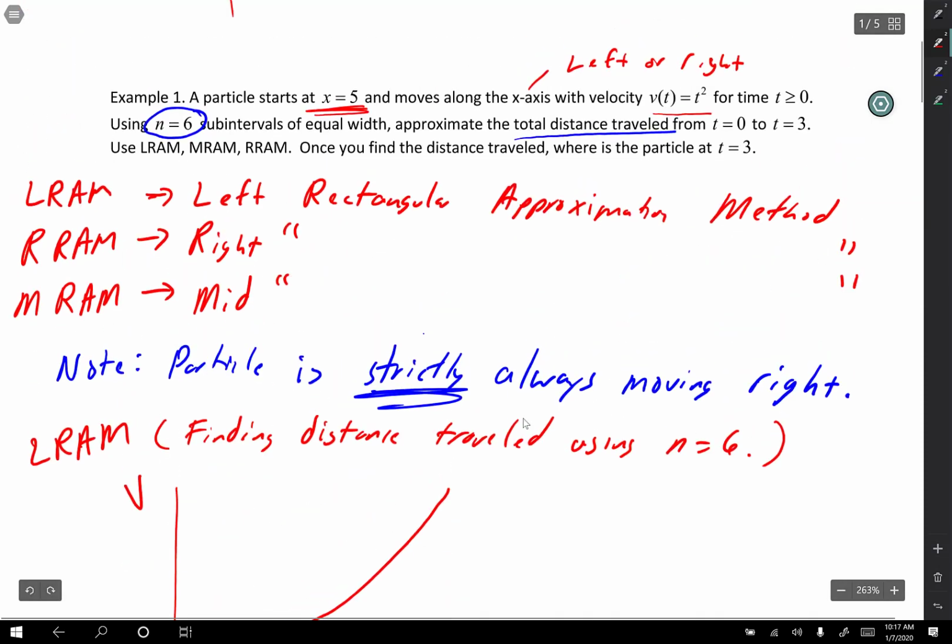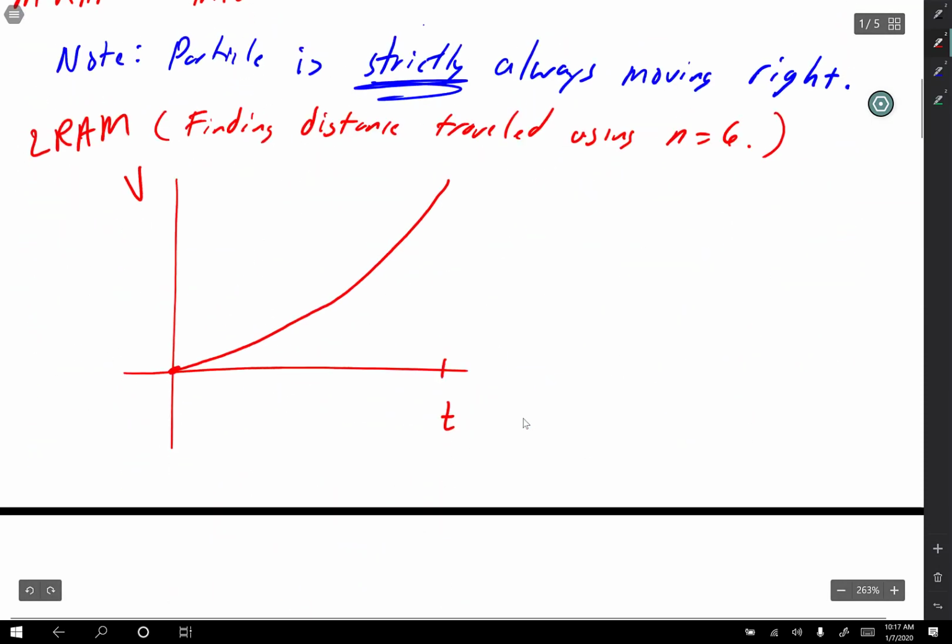And from what time to what time? 0 all the way to 3. So I'm going to put 3 here. I'm going to say 1's right here. And I'm going to say 2's right there.